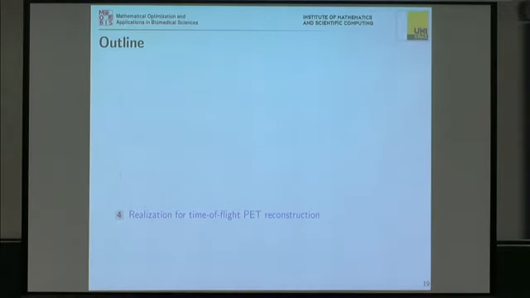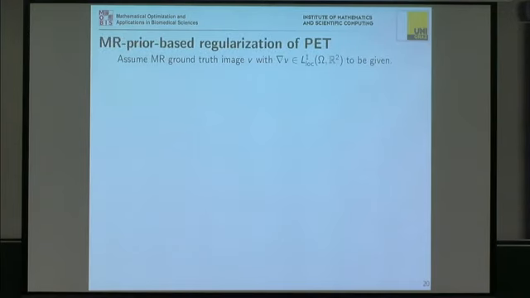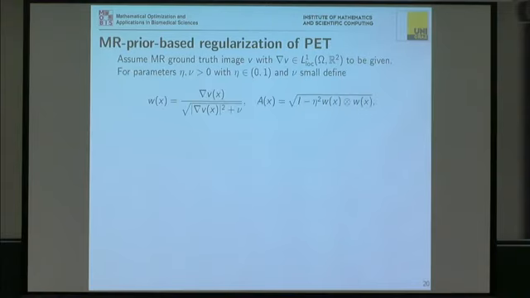Okay, so as last, let me now show how this can be realized in practice for patch reconstruction. So now we assume that we have some MR prior image given, and we assume that the gradient of this image is in L1 log. Okay, so this is the regularity we need in order for this to make sense. And then we want to define a prior for the patch reconstruction that incorporates this information of the MR gradient.